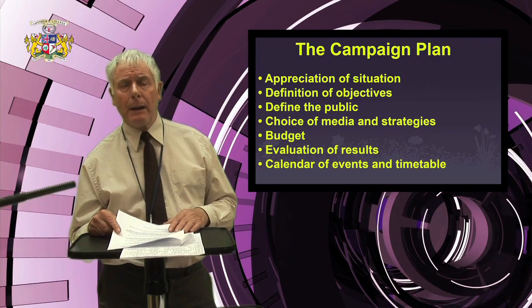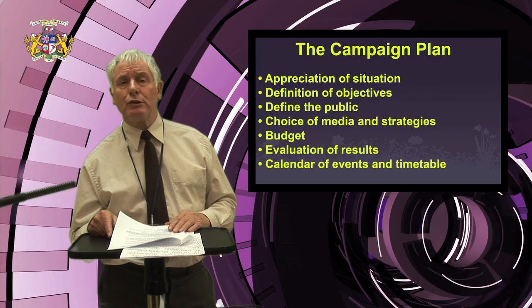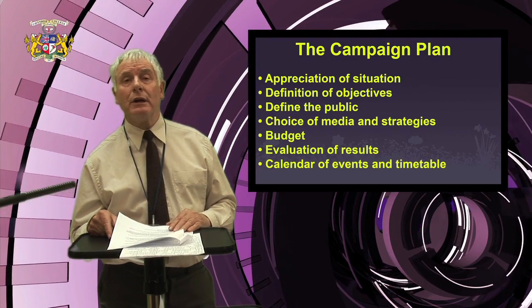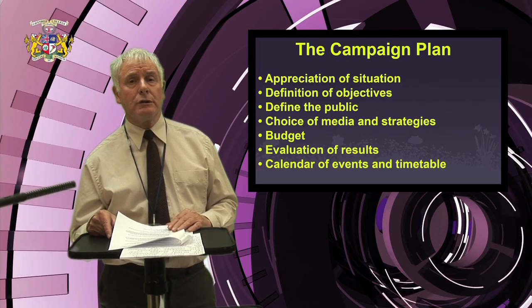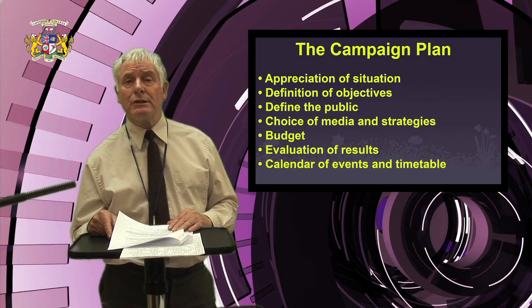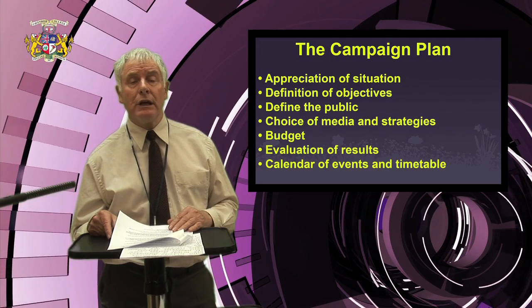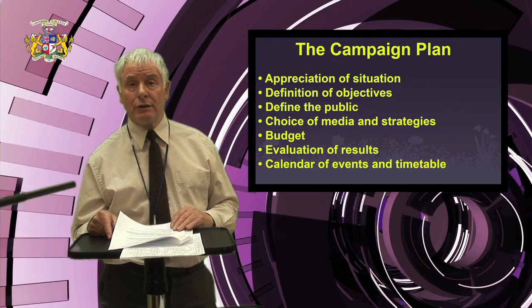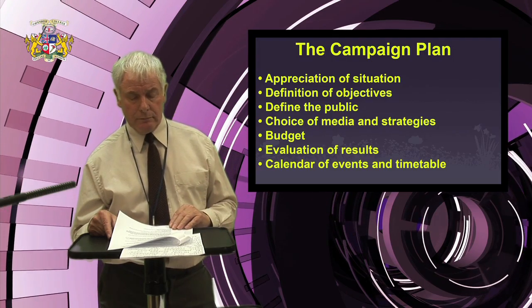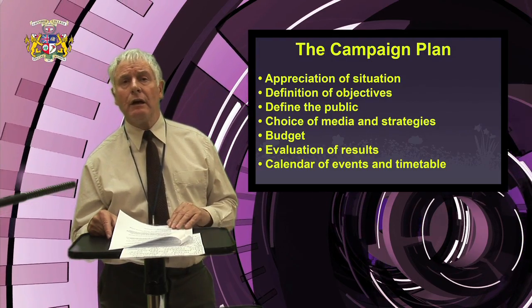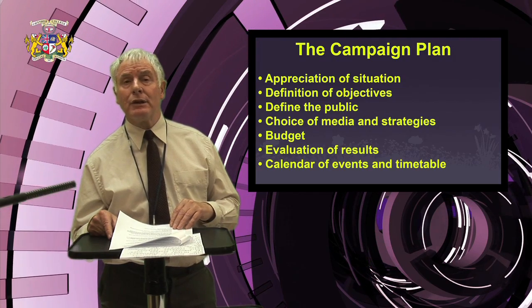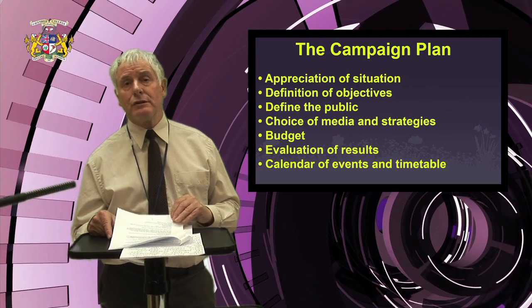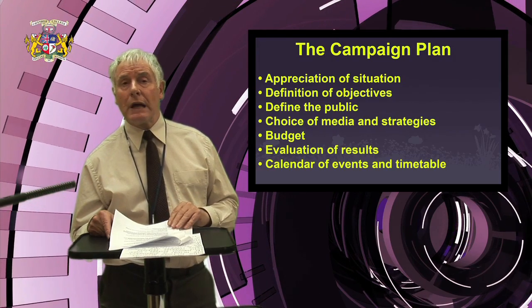Then we must define our public or publics. We might simply want to only communicate with employees. Possibly the fact that we are planning to change premises in our city from early next year. Let's inform our employees first. Quite simple. We might need to then inform other publics at some later stage, such as distributors and suppliers.